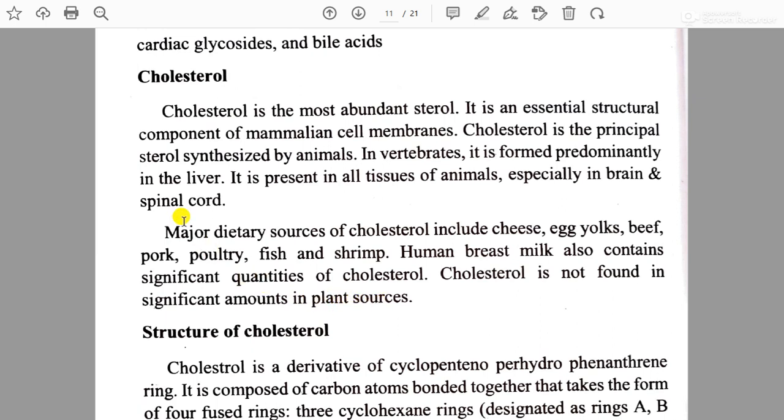So cholesterol is mainly present in animal mammalian cell membranes. It is present in brain and spinal cord, and it is predominantly formed in the liver, and it is synthesized by animals. And these are the major sources of cholesterol.